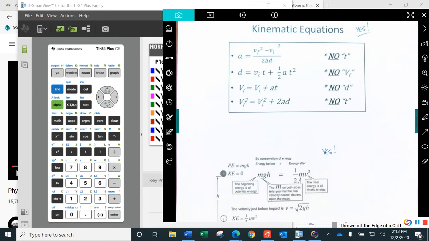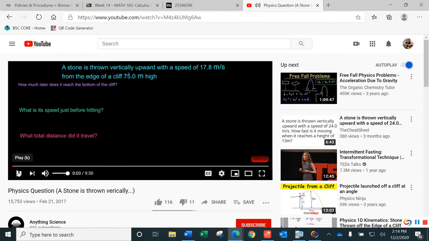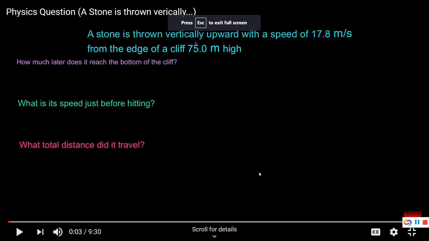So I dug a little and I found a video on YouTube, and let me just make this a little bit larger here. There we go. So this is what I had found. A stone is thrown vertically, and it wants us to find when it reaches the bottom of the cliff. And I'll go through this problem using calculus, our kinematic equations, and our conservation of energy. So you can see how we will be able to answer all of these questions with different strategies.